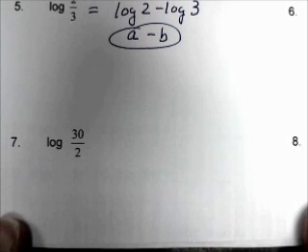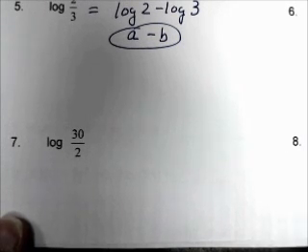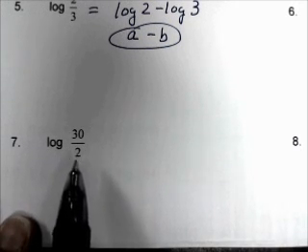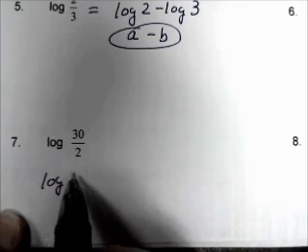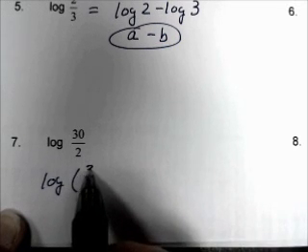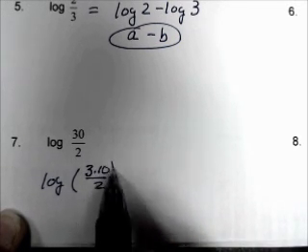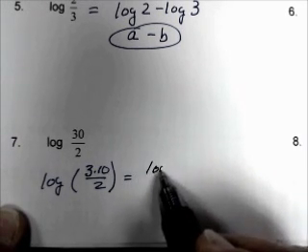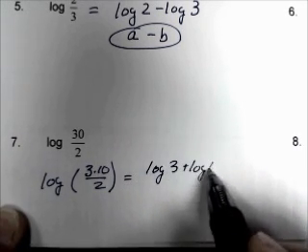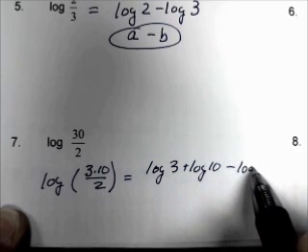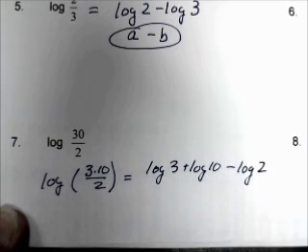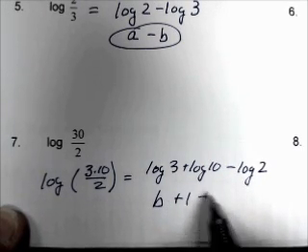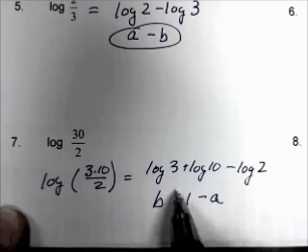Number 7, we have log of 30 divided by 2. Okay, 30, we'll replace that with 3 times 10. Now expand, log 3 plus log 10, subtract log 2. Log 3 is B, log 10 is 1, and log 2 is A. So B plus 1 minus A.